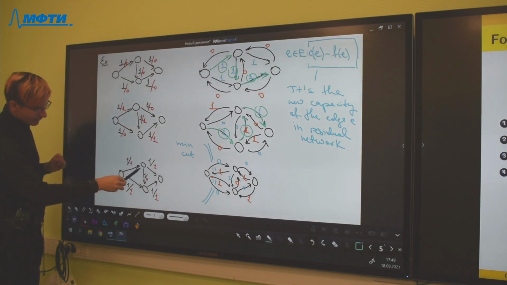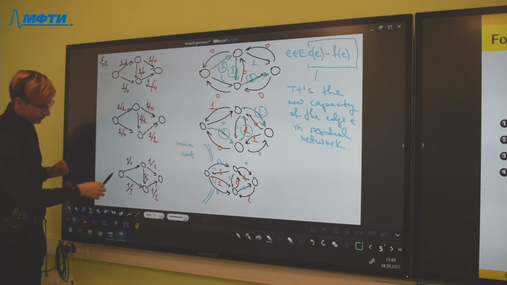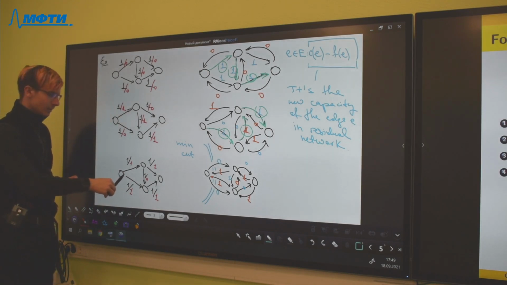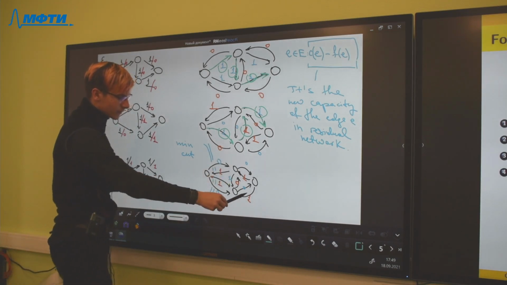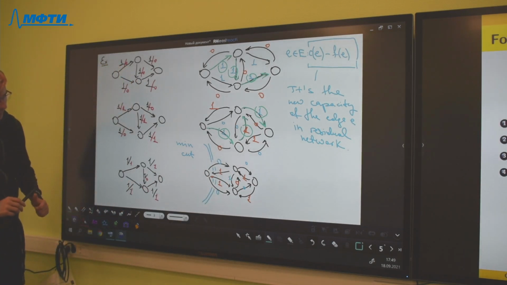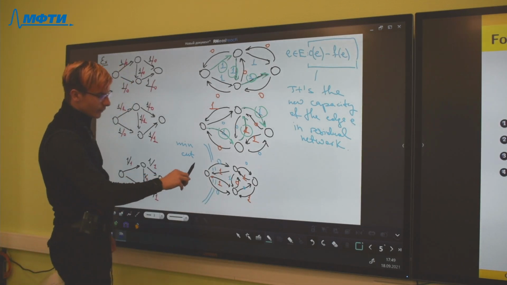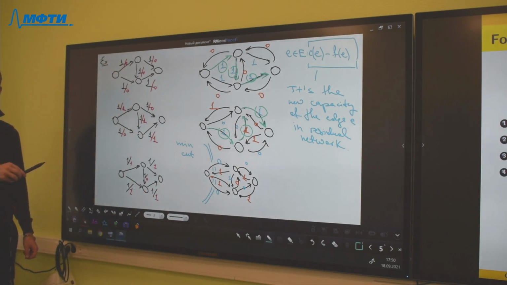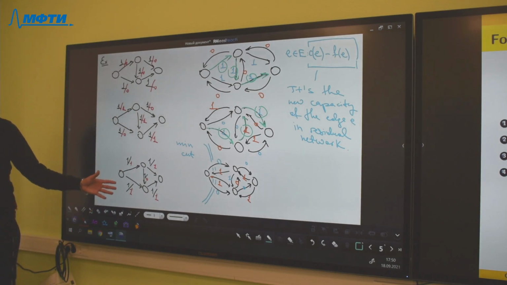And now we have a flow that has a value equal to 2. And if we draw the residual network, we see that there is no path from source to the sink. Do you see? Okay. And then we say that it is the maximal flow in the graph. Okay?